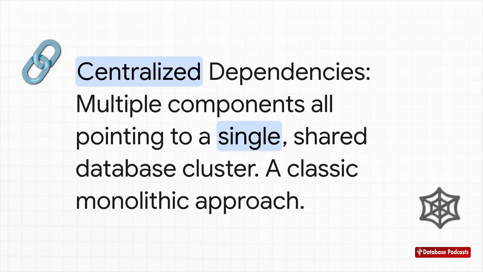Okay, before we get to the solution, let's look at where a lot of us start. This is the old way, right? The classic monolithic approach. You've got all these different application components, but they're all pointing to one giant central database cluster. Sure, it's convenient for operations, but it creates this massive web of dependencies. Trying to move just one piece is like trying to untangle one Christmas light. You end up having to pull the whole box out.